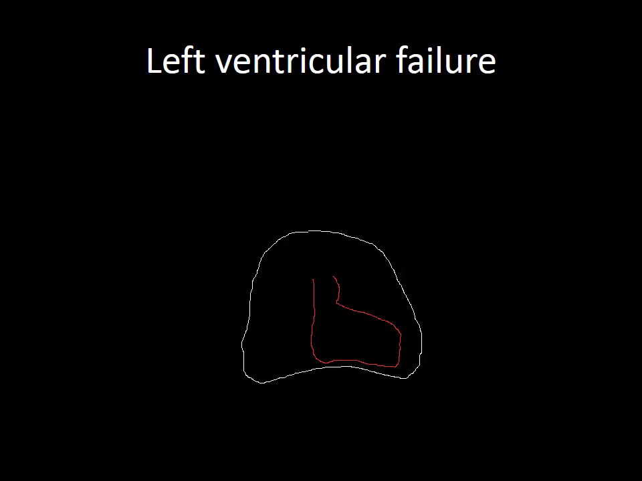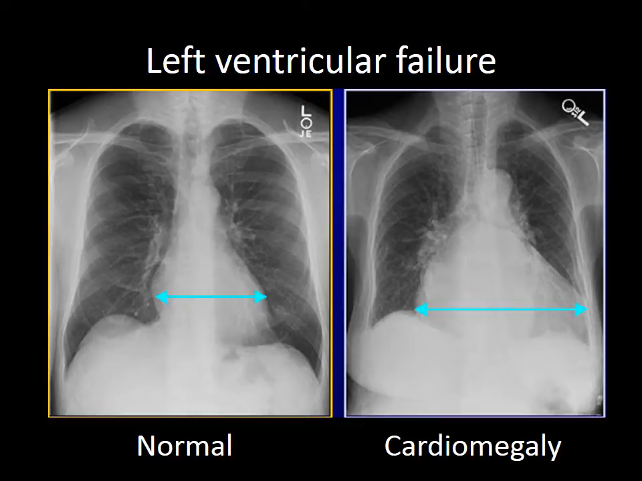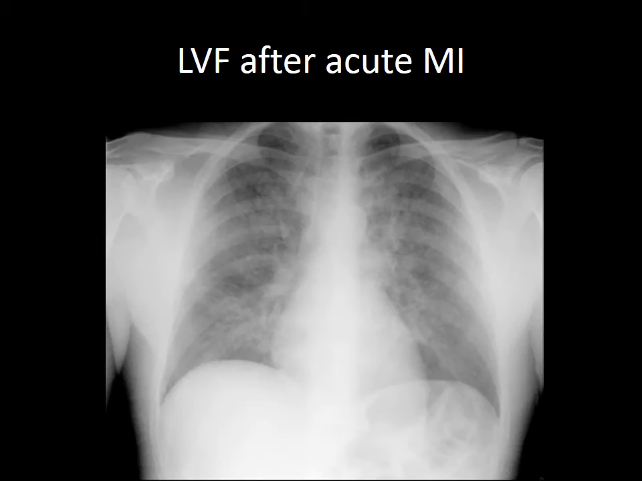Firstly, cardiac enlargement. Secondly, calibre changes of the pulmonary vessels. Thirdly, lung parenchymal changes. And fourthly, pleural effusion. Almost all patients with pulmonary opacities due to left ventricular failure have cardiomegaly. The exception is after acute myocardial infarction, where patients may have pulmonary edema and a normal cardiac size.